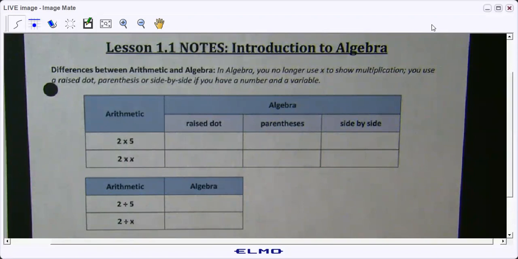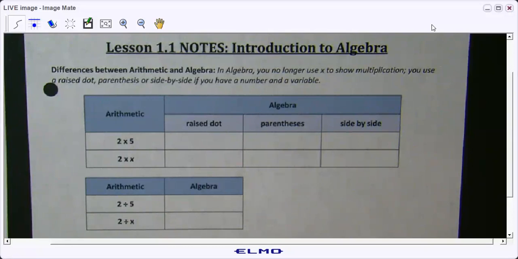Okay, so there's arithmetic, which is what we do in 6th, 7th, and part of 8th, and then there's algebra, which we start towards the end of 8th grade. And there's different ways that you write with numbers and letters in algebra. You don't want to use the X symbol anymore. You're going to see it in our order of operations a little bit, but you want to try to get out of the habit of using the X as multiplication and the division sign for division, because we can get those mixed up with variables.